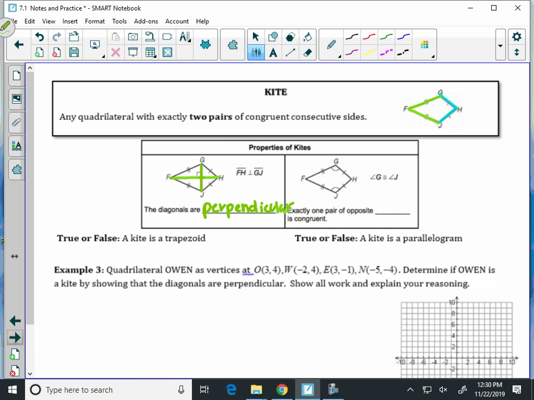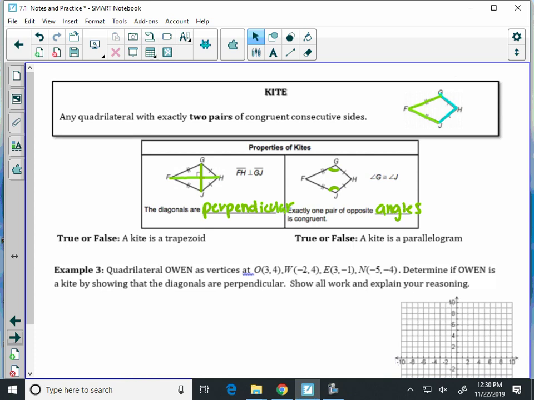Another one that's really good to know, but we're not really going to dive deep in, is that there's exactly 1 pair of opposite angles that are congruent. So here, the angles that are in between the non-congruent sides are the ones that are congruent to each other. Good to know, but we're not going to dive deep into that. And the main one we're going to focus on is that the diagonals are perpendicular and the consecutive sides are congruent. True or false? A kite is a trapezoid.